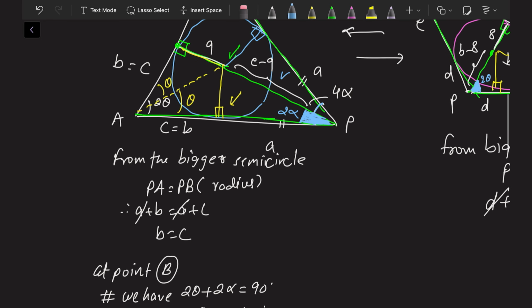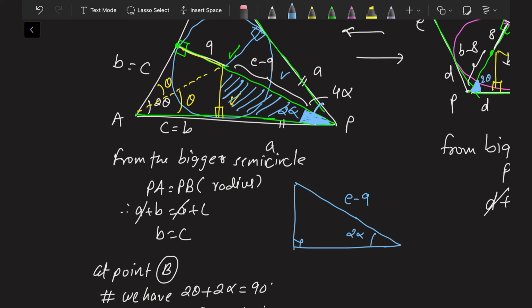First of all, you can just have a look at this particular triangle over here. Let me make this triangle outside in the blue color, so you'll see that we are talking about this. This angle is 2 alpha. Okay, what can you say about the hypotenuse? We have already found it as e minus 9. What about the base? It is equal to a. And what about the hypotenuse? It is the radius 9.